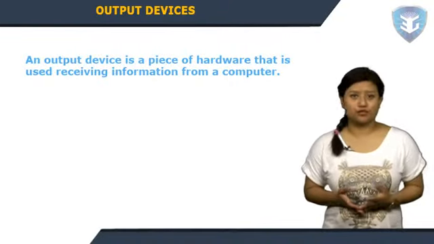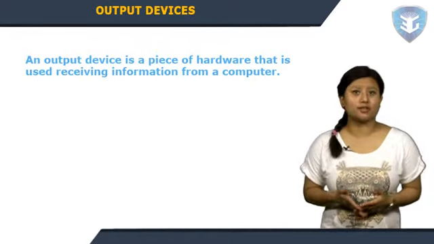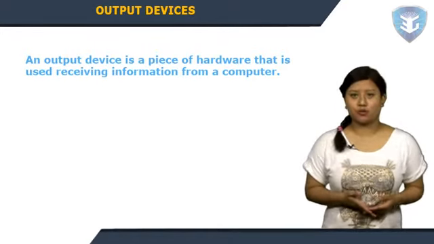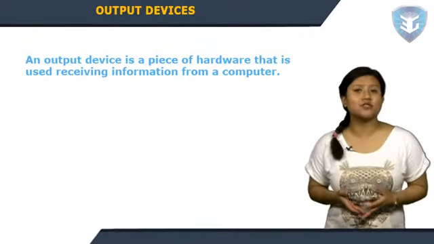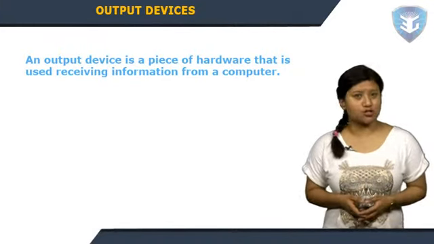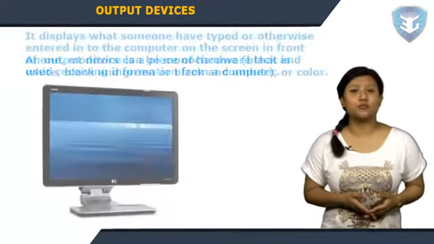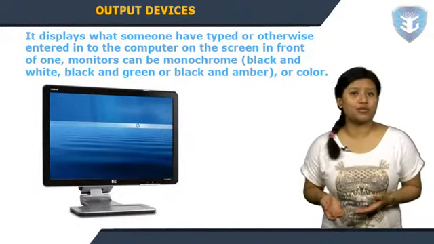Let's start with a brief introduction to output devices. An output device is a piece of hardware that is used for receiving information from a computer. Some devices are both an input and an output device and can transfer information in one of two directions depending on the current situation. A disk drive is an example of an input and output device. Some devices can be used only for output, for example a printer and a monitor.